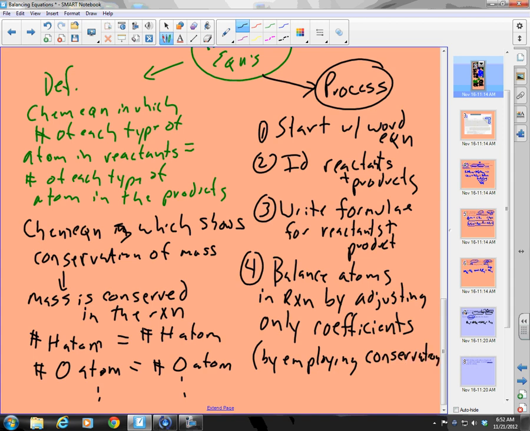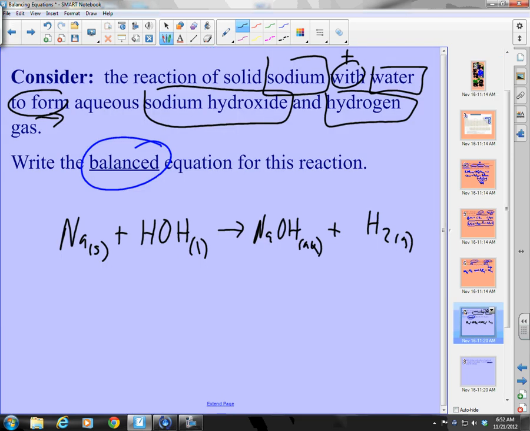Conservation of mass. Okay. What do I mean, balance atoms in reaction by adjusting only coefficients? Well, what are coefficients? Coefficients are the things that go in front. So a coefficient would be here, a coefficient here, a coefficient here, a coefficient here. If nothing is written in front of these, we're assuming that the coefficients are 1. Okay, so we can only adjust my coefficients. What that also implies is once I get my formulae written, I don't change my formulae.